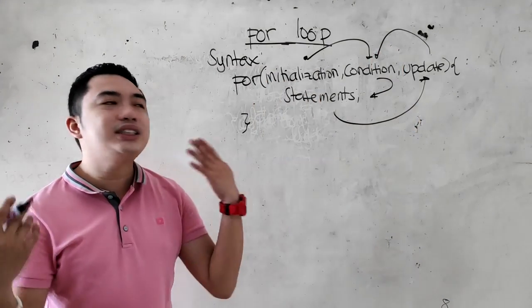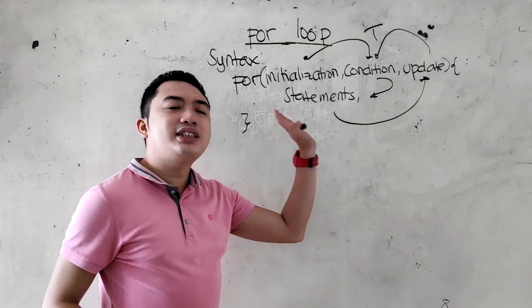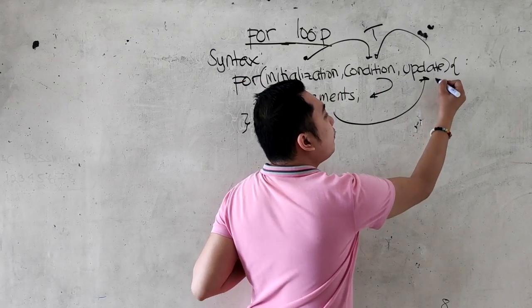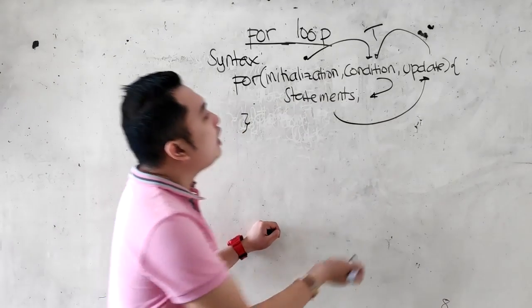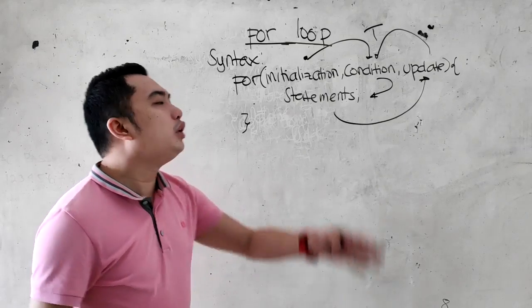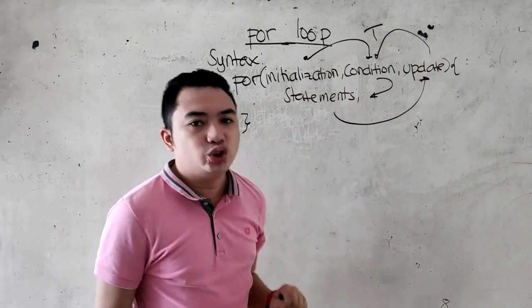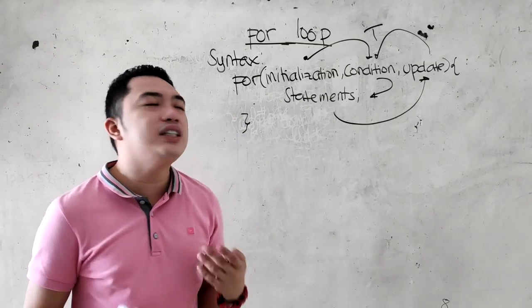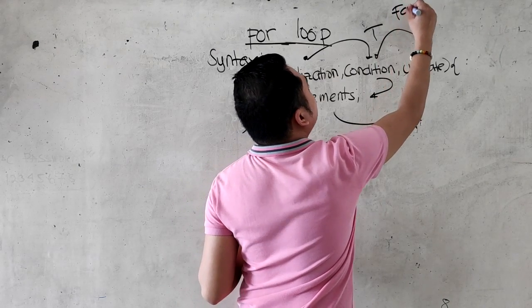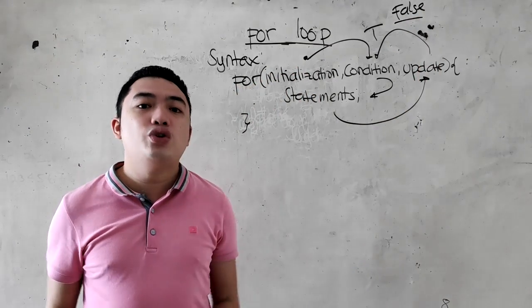If the condition is still true, it will execute the statements again, go to the update, the increment or decrement, and then go back to the condition. If the condition is still true, it will execute the statements, increment or decrement, and then check the condition. Now, if the condition is false, it will terminate the for loop.